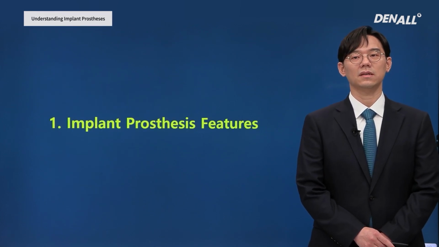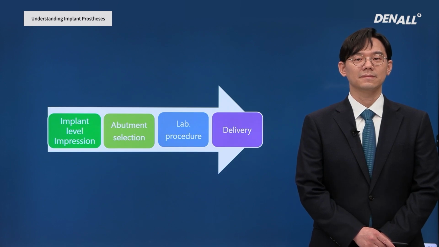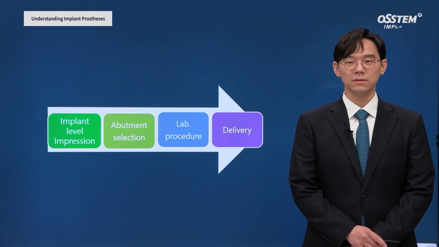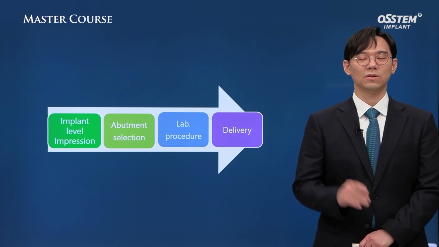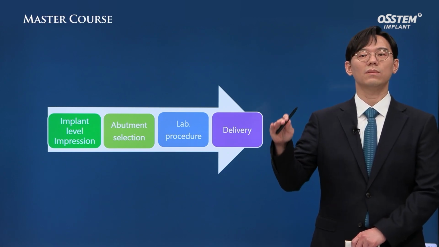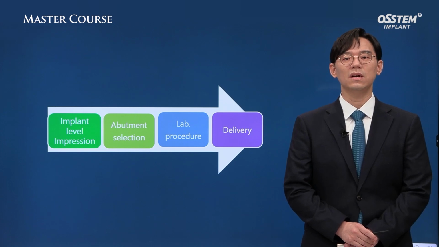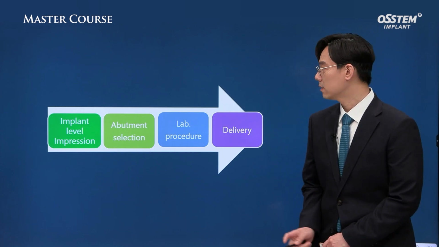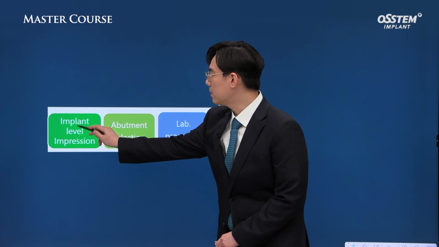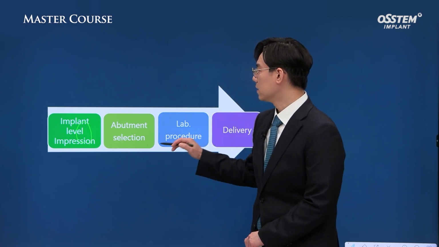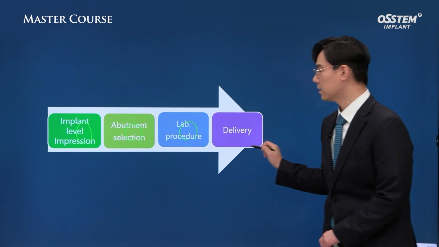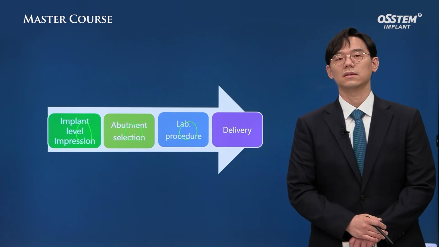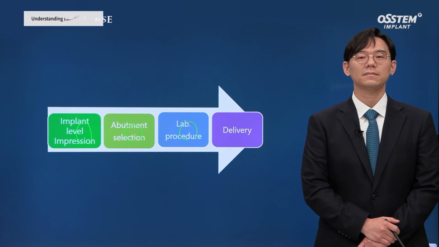First is about implant prosthesis features. Once the implant is placed, implant level impression is taken, and the working model is fabricated, space evaluation is done, abutment is selected, and lab work is proceeded. After that, prosthesis is delivered.